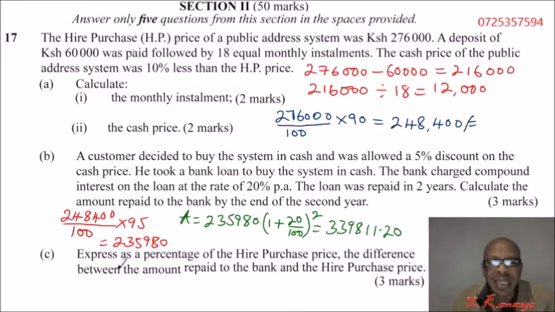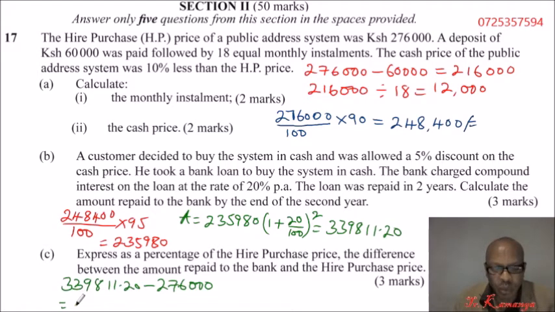Part C: express as a percentage of the hire purchase the difference between the amount repaid to the bank and the hire purchase price. So this is the amount that was paid. The hire purchase was 276,000. Let's start with the amount that the customer paid to the bank: 339,811 and 20 cents, you minus 276,000, which is the hire purchase. When you subtract that, you get 68,811 and 20 cents.